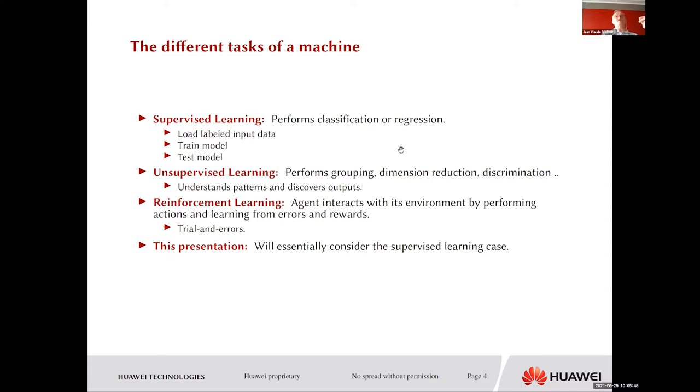And then there is another one, very close to the way animals or humans behave, which is reinforcement learning, where you have an agent that interacts with its environment by performing actions and learning from errors and rewards. So it's a trial and error method. In some sense, reinforcement learning can be considered as a kind of supervised learning, since when you have rewards or errors, there is something that says it is an error or gives you some reward. In this presentation, we will essentially consider the supervised learning case, because maybe it's the simplest one to understand in terms of toposes, but the other ones can also be understood this way.